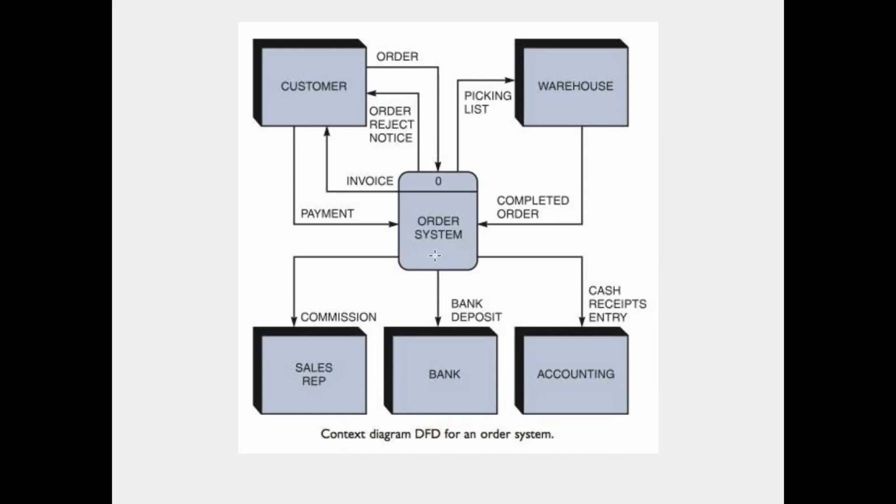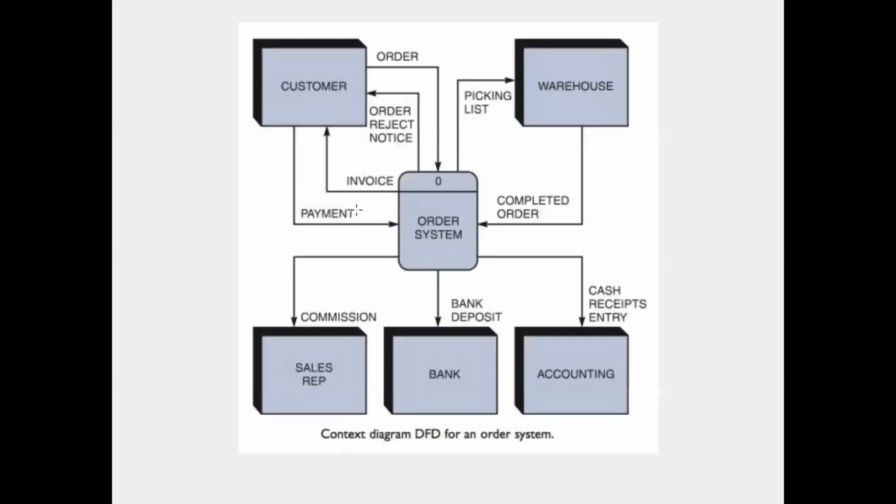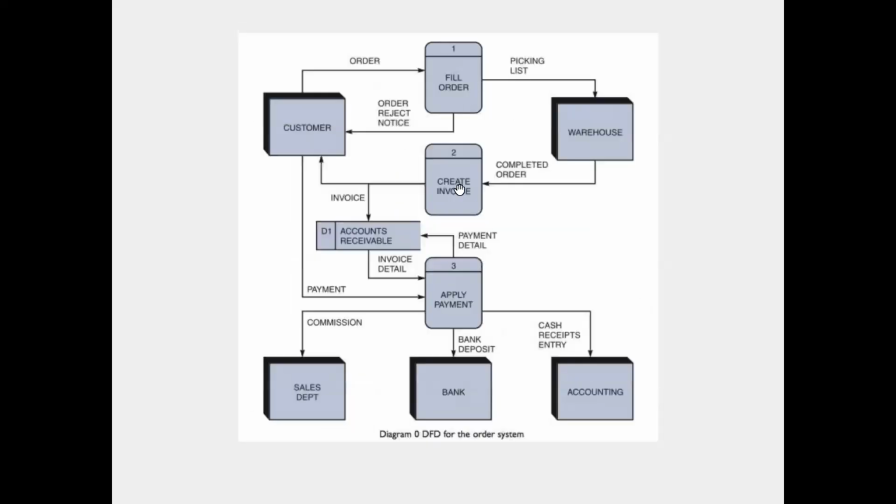Now let's see how we can put this into more details. The order system we can break into 4 processes. Sorry, in this particular case, for the order system, we have fill order, generate invoice, and apply payment. In the first stage, you get the order from the customer, and then you look for the picking list, and depending on the outcome, you may reject the order. But then you create the invoice. You get the completed order.